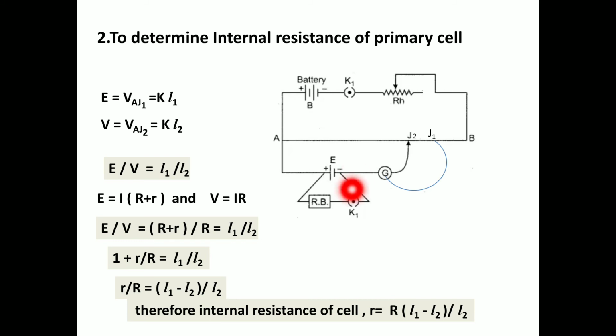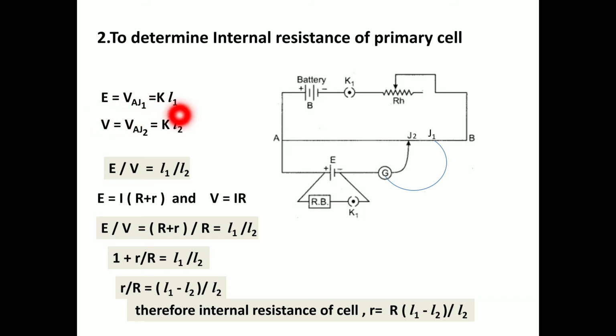Now when this K1 key is open, and we have connected it to the galvanometer, the galvanometer is connected to the jockey. When we slide it, open circuit means suppose we are getting the null point at J1. So AJ1 will give this length, and EMF will be proportional to this length AJ1. So we can say that E is equal to the potential between A and point J1. So this is nothing but the EMF of the cell, which is equal to K times L1.